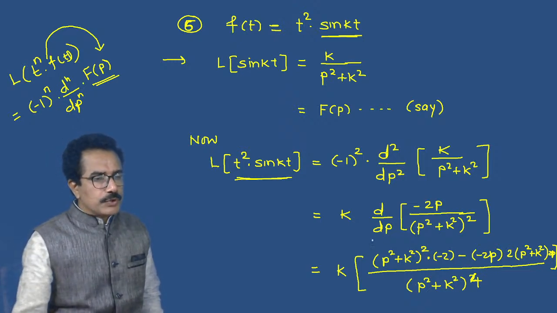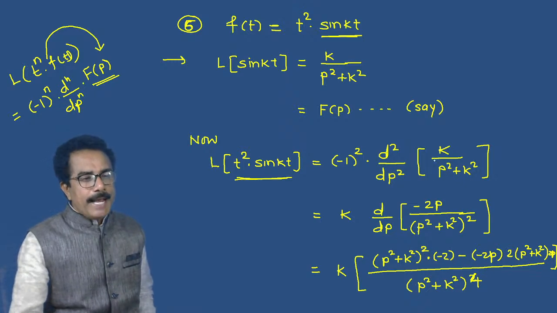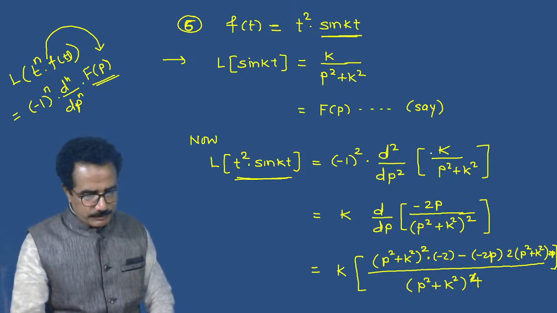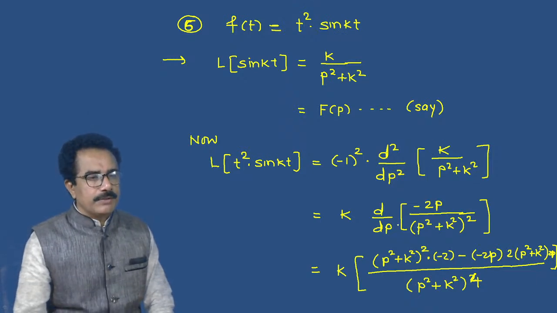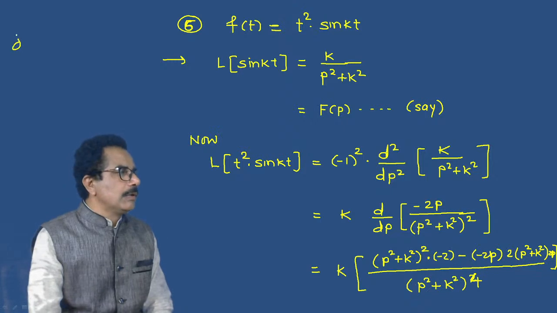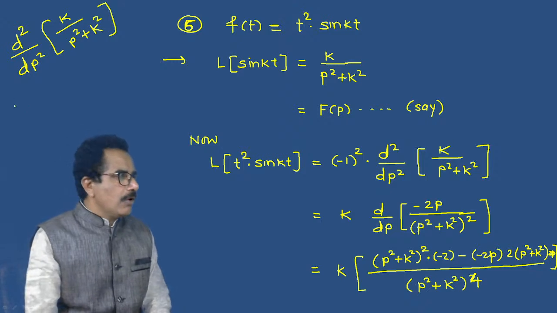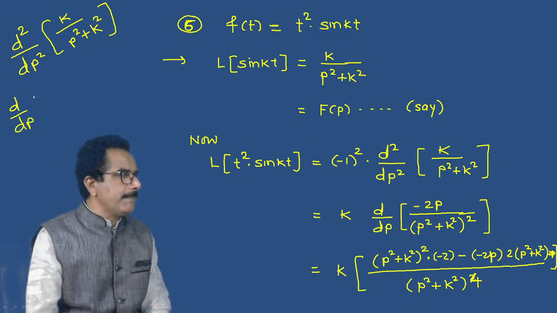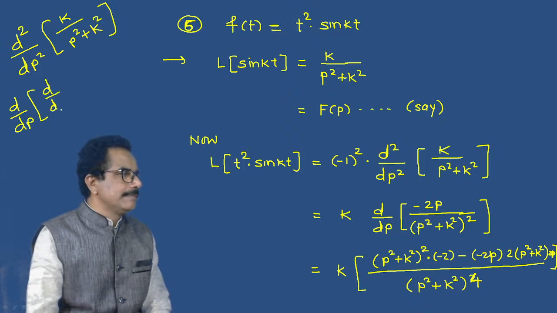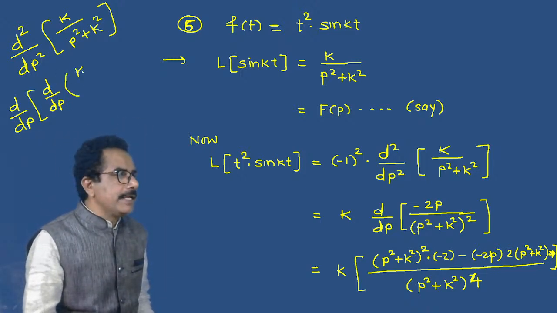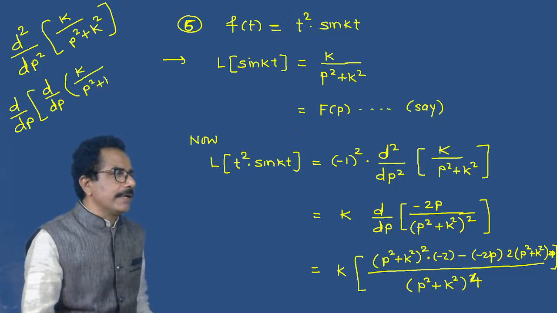One minute. So d by dp into, now see here, we have to take the first order derivative. Let me explain again how the first order derivative is taken. Again we have to take d2 by dp square of K divided by P square plus K square. Is it okay? Now we can reduce this second order derivative to d by dp of d by dp, the derivative of derivative, of K divided by P square plus K square.